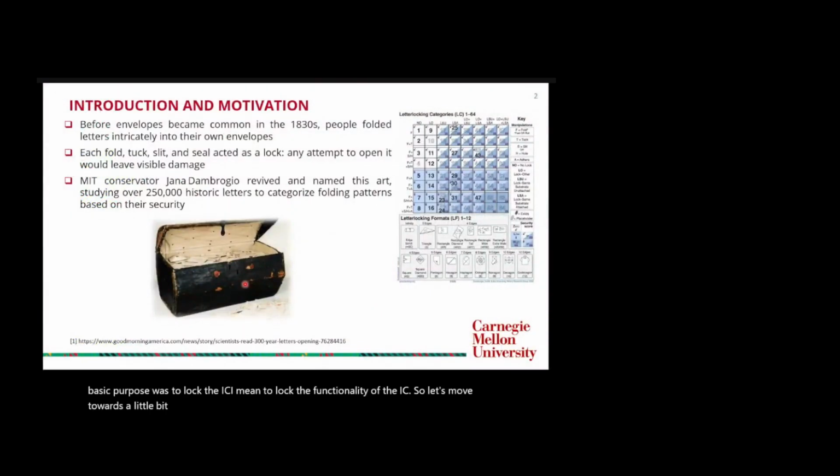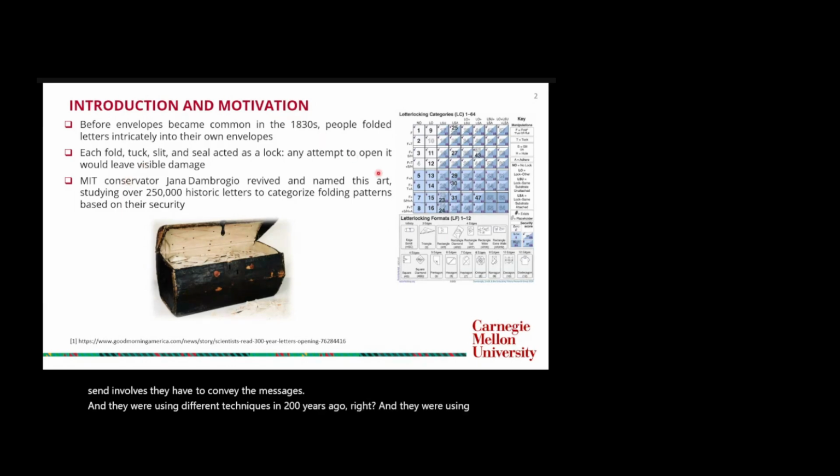As we know, in the past there were no machines, no ICs, no electronics. So people were also using cryptography, or encryption, or some locking mechanism. They were trying to send envelopes. They had to convey messages, and they were using different techniques 200 years ago, right? And they were using different mechanisms.